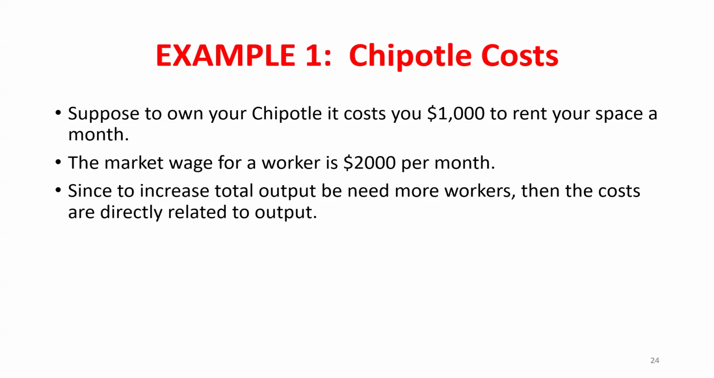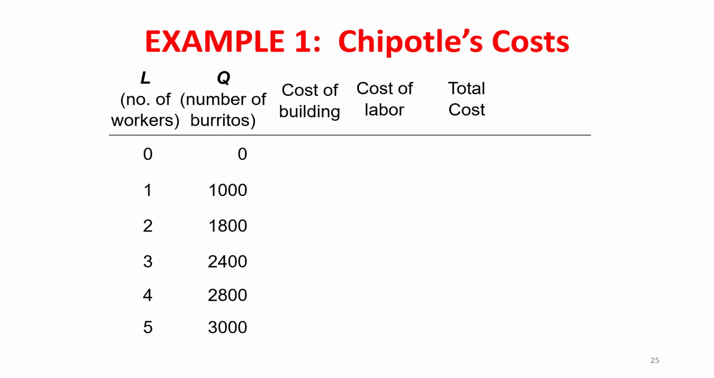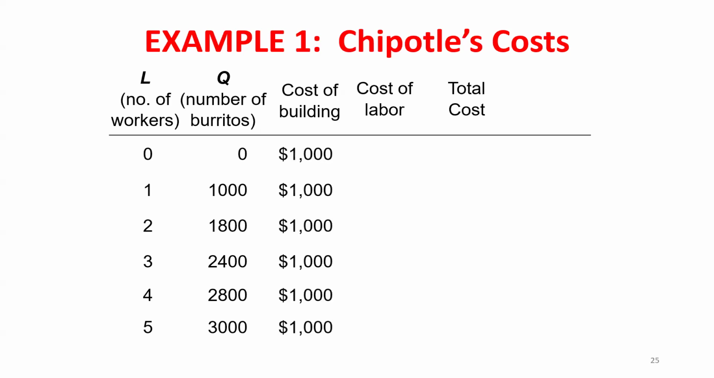Now, if each worker I hire, let's say I pay them minimum wage, and over the course of, I don't know, a month or whatever, I pay them $2,000. Okay. So if I were to then look at those same quantities for output and the same number of workers, what would my cost of the building always be? The rent I was paying was $1,000.